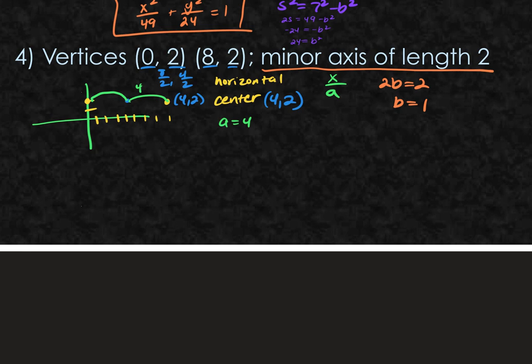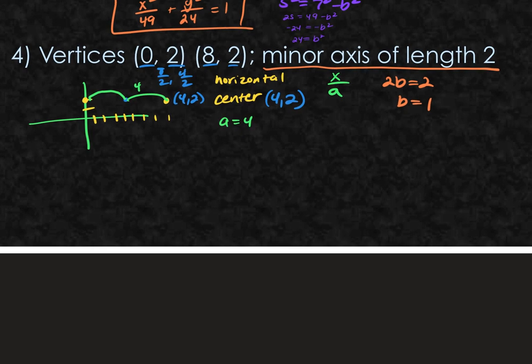It's the midpoint between your 2 vertices. It's the midpoint between your 2 co-vertices. It's the midpoint between your 2 foci. So if you can't visually see the center, like maybe you're not accurate on your spacing or you don't have graph paper, then you find the midpoint. Add the 2 x's, divide by 2. Add the 2 y's, divide by 2. We don't need the foci for this one.